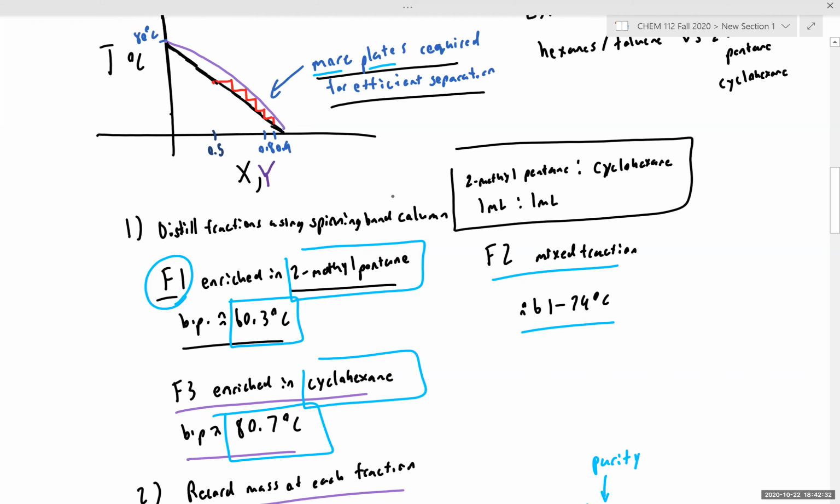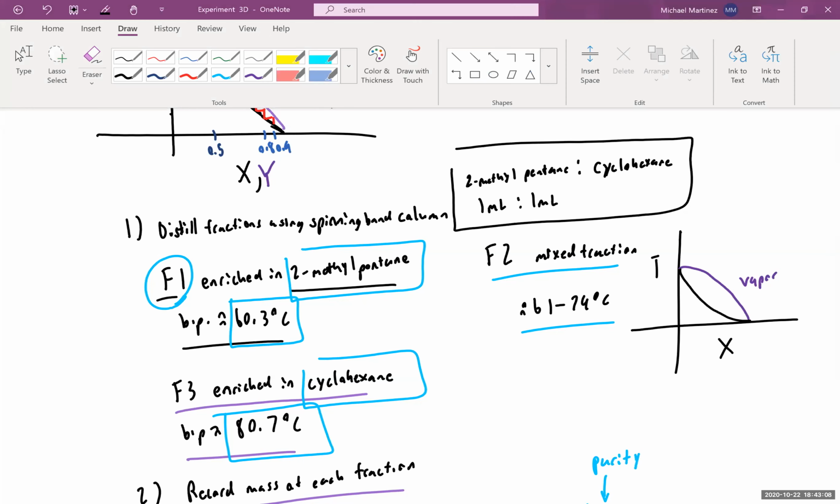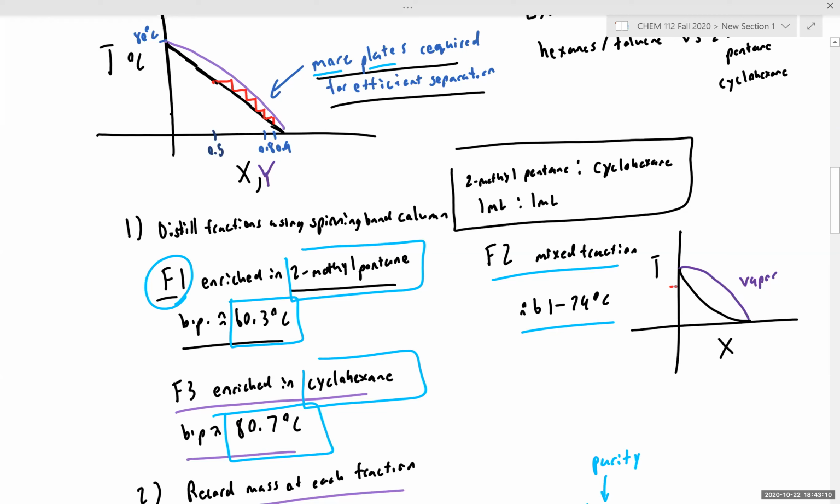So as we discussed in fractional distillation, what we are functionally doing is taking almost a snapshot of a portion of our liquid vapor curve. So what do I mean by that? If we have our liquid and we have our vapor, the vapor has a defined composition at a given temperature range.